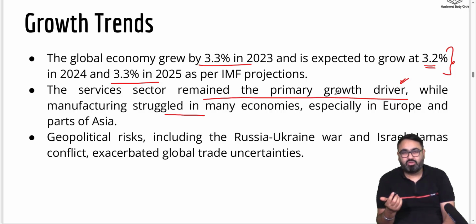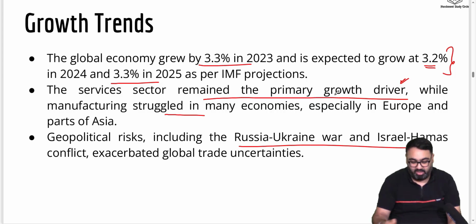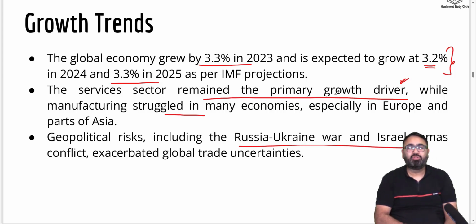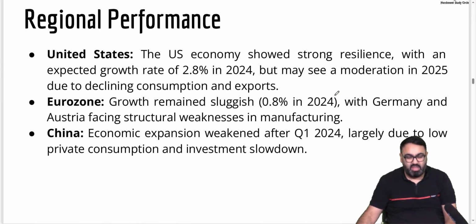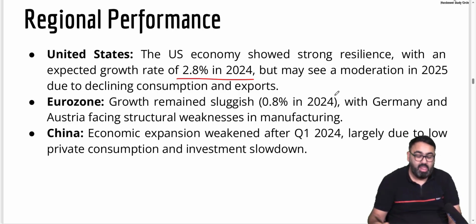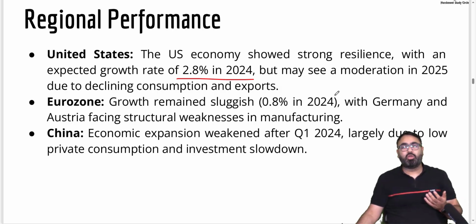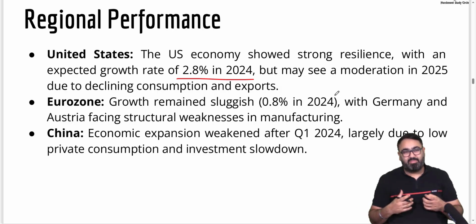The economic survey also says that the global trends still display a bit of uncertainty. The Ukraine-Russia war and the other conflicts have led to trade uncertainties not going away anywhere. There are also some regional performances that the survey talks about. It says if you look at the US, their expected rate of growth is 2.8%. Now, please don't compare this by saying, oh, we are growing at 6.5%, the US is only 2.8. The base is very different. For us, the base is much lower.